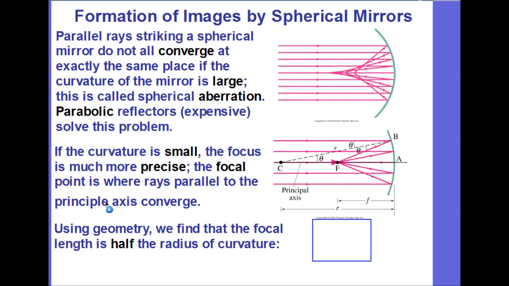If the curvature is small, the focus is much more precise. The focal point is where the rays parallel to the principal axis converge. So we often consider parallel light rays, and where those would converge would be called the focal point for that mirror. So using geometry, we find that the focal length is half the radius of curvature. So we could write that as f. The focal length would be half the radius of curvature. So f is equal to r over 2. We'll see that equation come up in subsequent applications here.